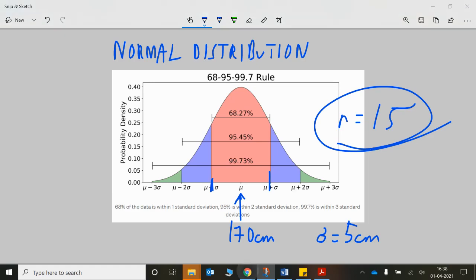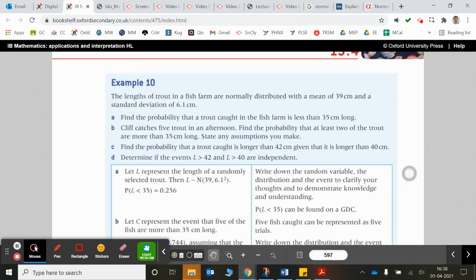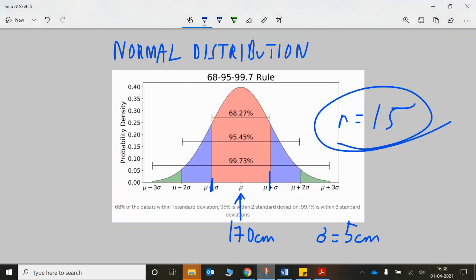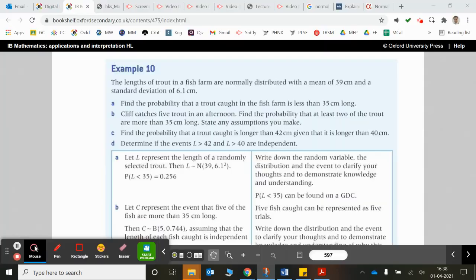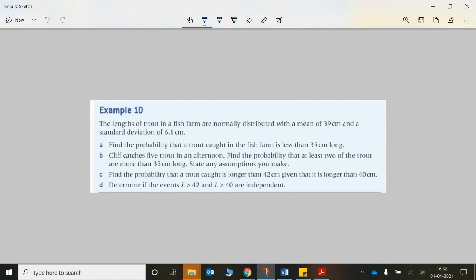Okay, so let's look at a question then. This time around I thought it might be useful to look at a question from the book. So let's look at example 10 from the book. This is on page 597.